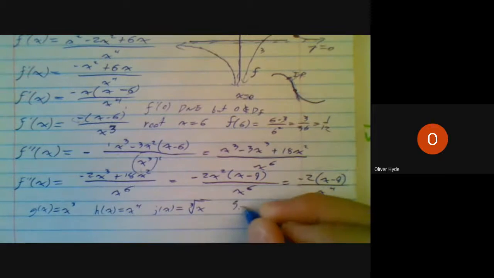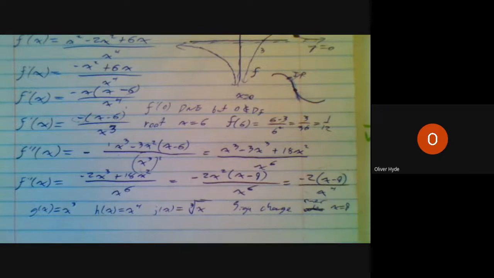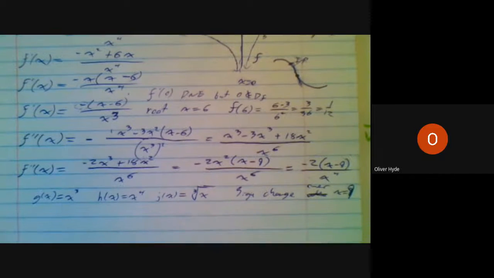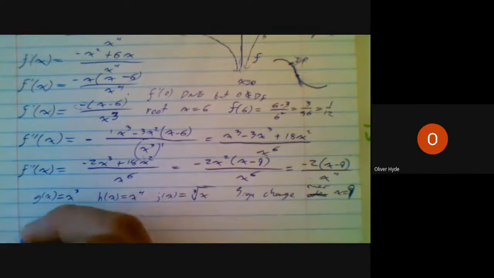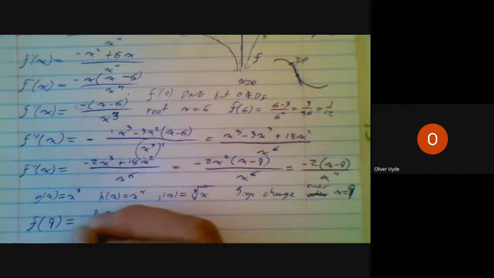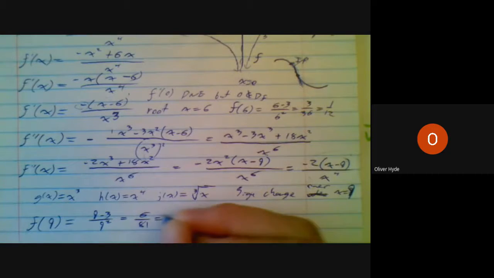There is a sign change when x equals 9. Technically, you might want to actually say over x equals 9, because it's across that value that the sign change occurs. Fine. And that is why we know there is going to be an inflection point at 9 comma f of 9. f of 9 is going to be 9 minus 3 all over 9 squared. That's going to be 6/81, which is 2/27.